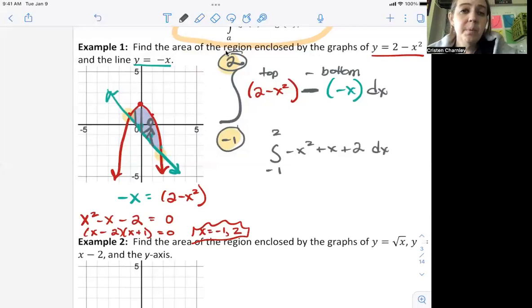You are all capable of calculating this by hand with the fundamental theorem of calculus, but I'm not asking you to. So if we're not, we're going to hop into Math 9. Now, I think I already calculated this one.